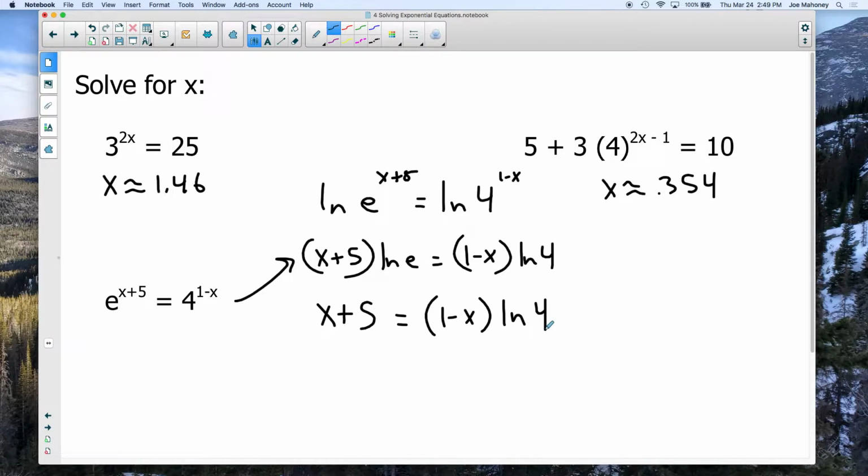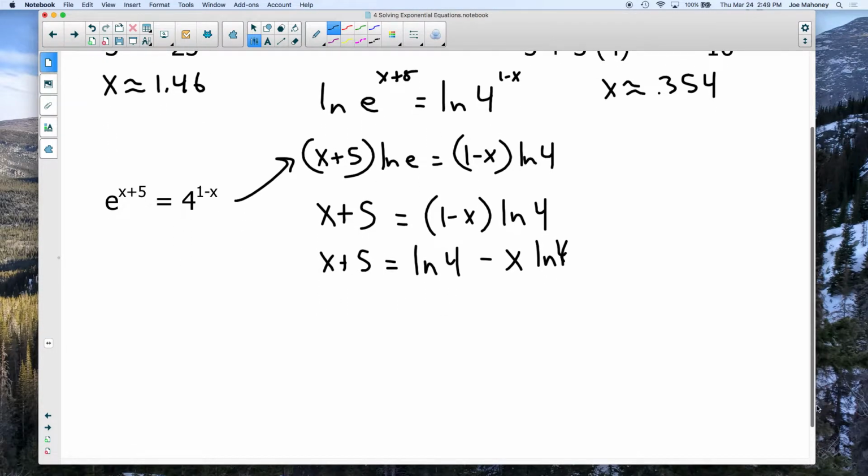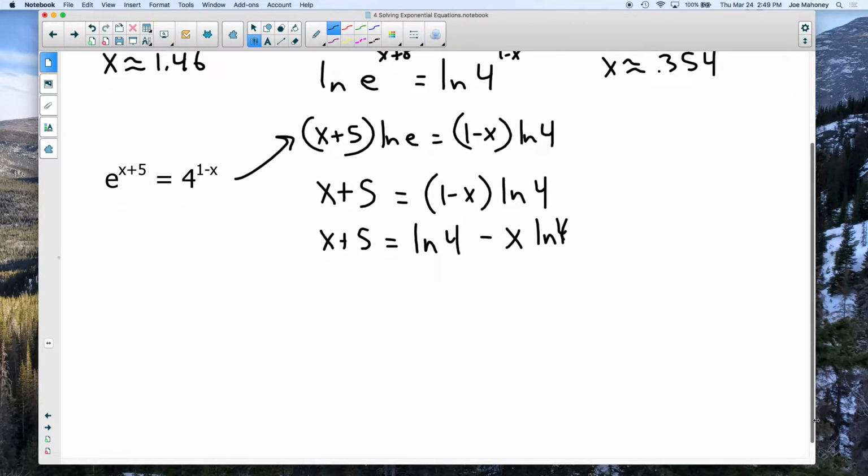Now maybe what I'm thinking about doing here is I've got to get my x's on the same side. So I've got to do my distributive property over there. So 1 times natural log 4 is natural log 4. And then I distribute it to the x as well. So now let's get all our x's on one side. Let's get all our numbers on the other side. So I'm going to add this x times ln 4 to both sides. And I'll subtract 5 from both sides.